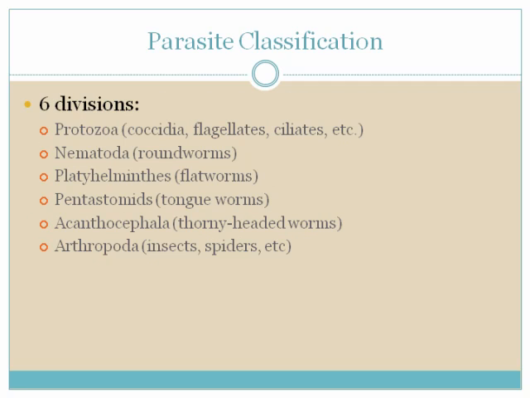So what is a parasite exactly? Well, a parasite depends upon a host for nutrients, and they obtain them at the expense of the host. There are 6 divisions of parasites. We have the protozoa, nematoda, platyhelminths, pentastomids, acanthocephala, and arthropoda. Now, you may hear some of these parasite pronunciations different within your laboratory, and excuse me if I butcher some of these names.